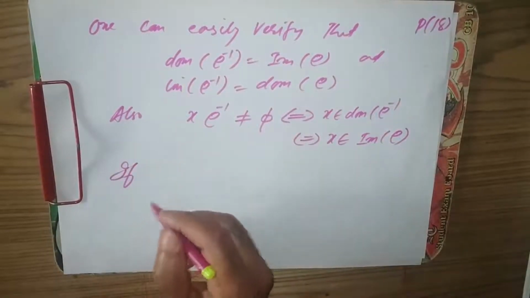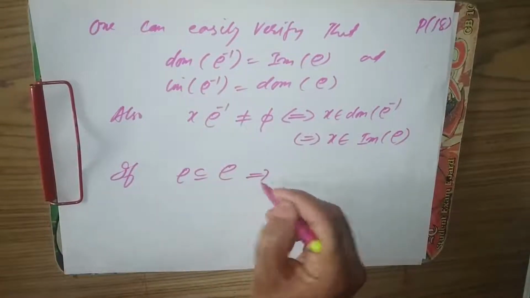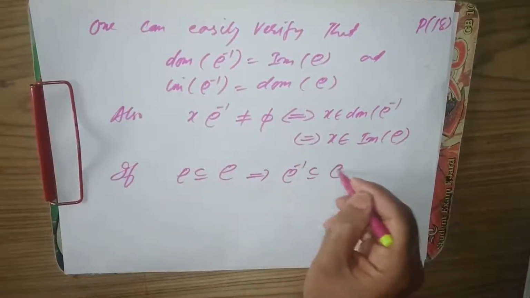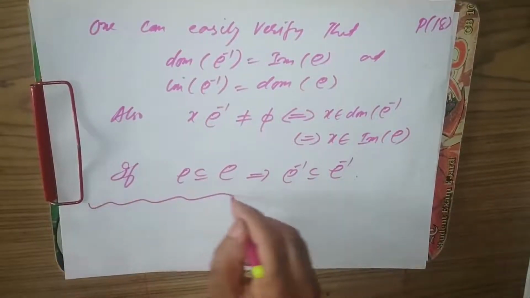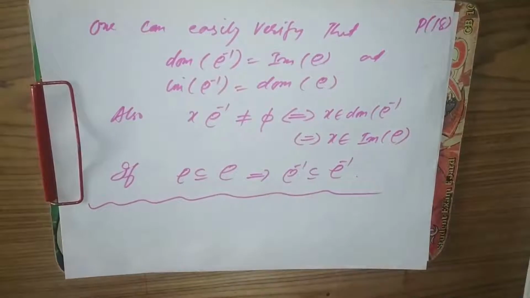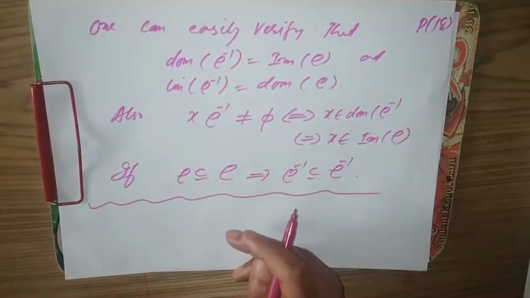One more thing, if we have rho a subset of sigma, then this implies rho inverse is a subset of sigma inverse. These are simple verifications, you can verify these things yourself.